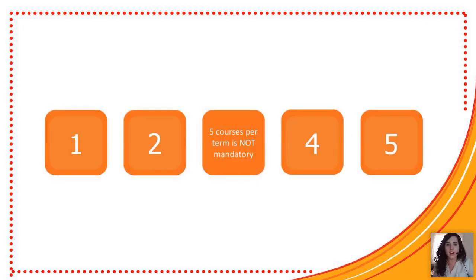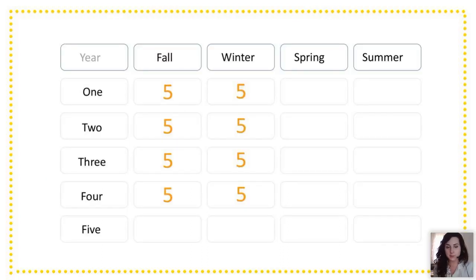Number 3, 5 courses per term is not mandatory. This is important. When we talk about getting a degree, we think 4 years. The reason it takes 4 years is if you were to do 5 courses each fall and winter for 4 years, you would get 40 courses and graduate. I mean, if you took the right courses.